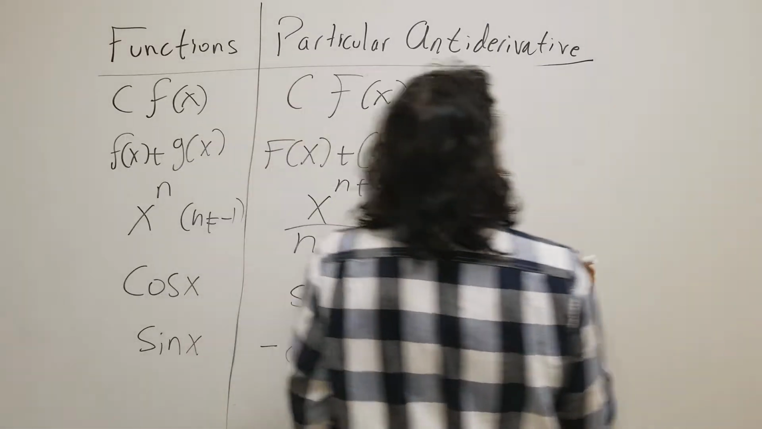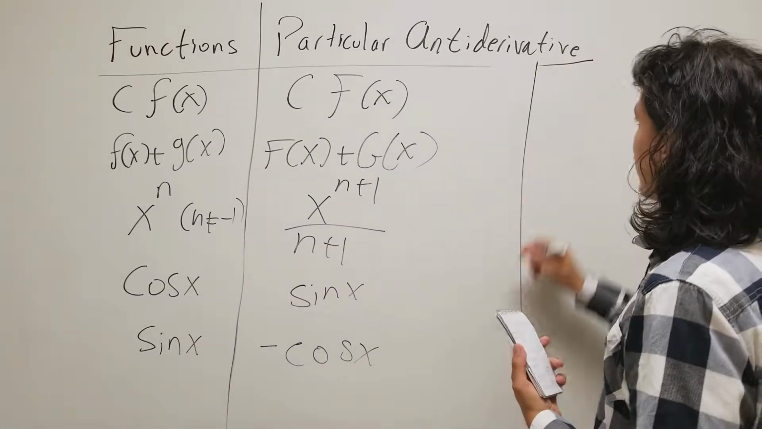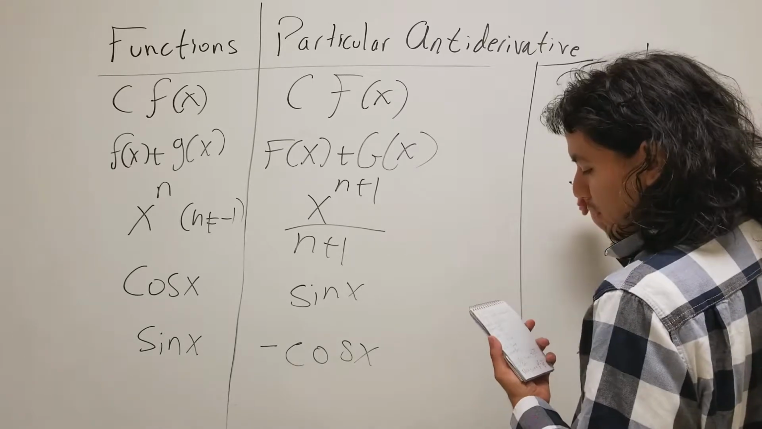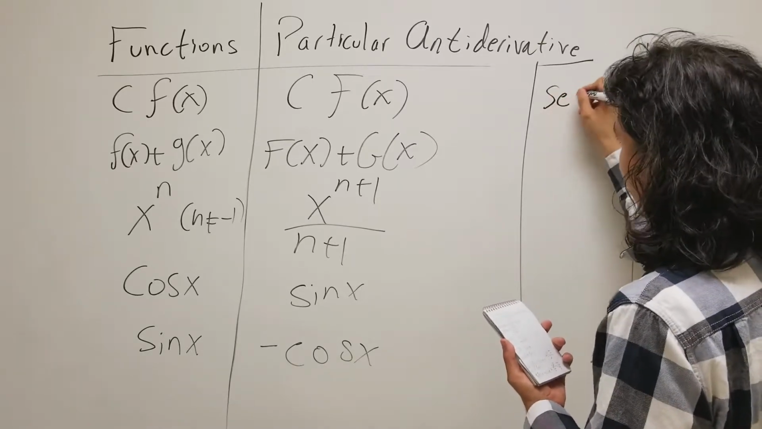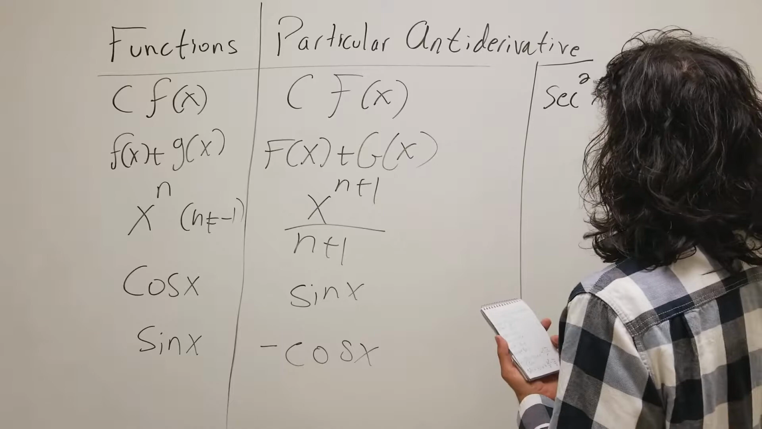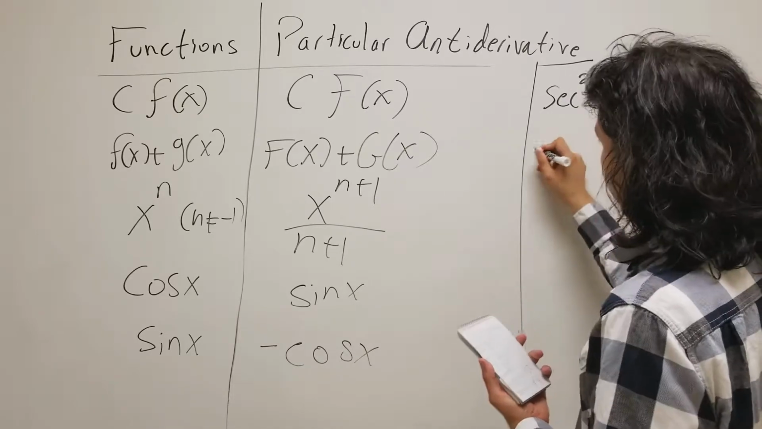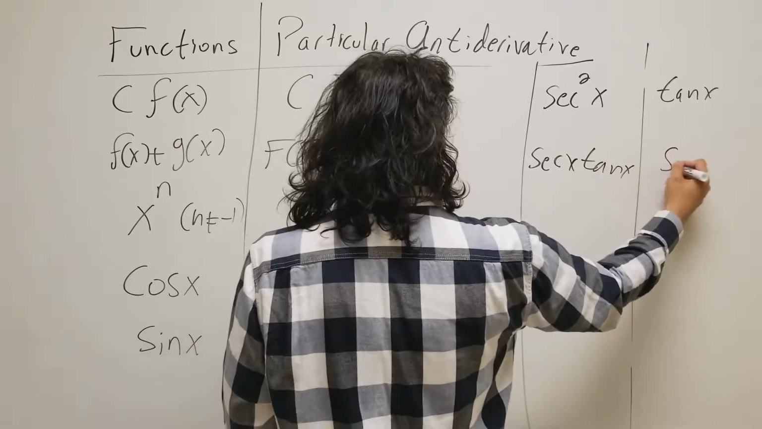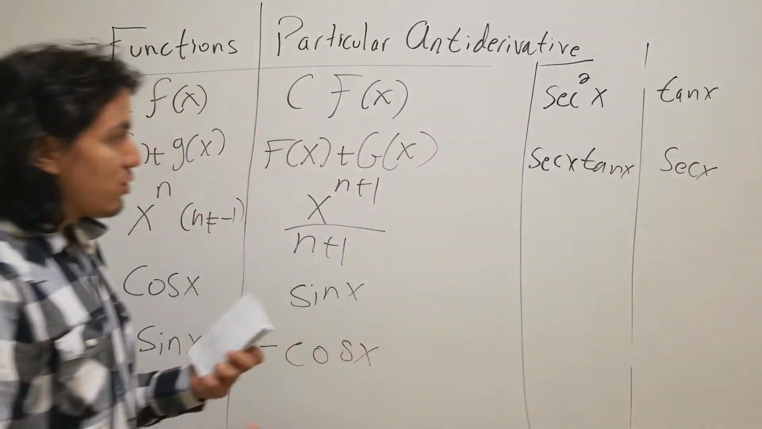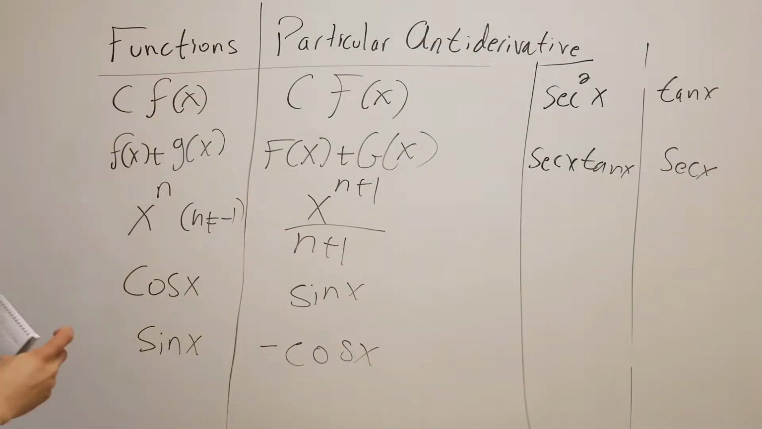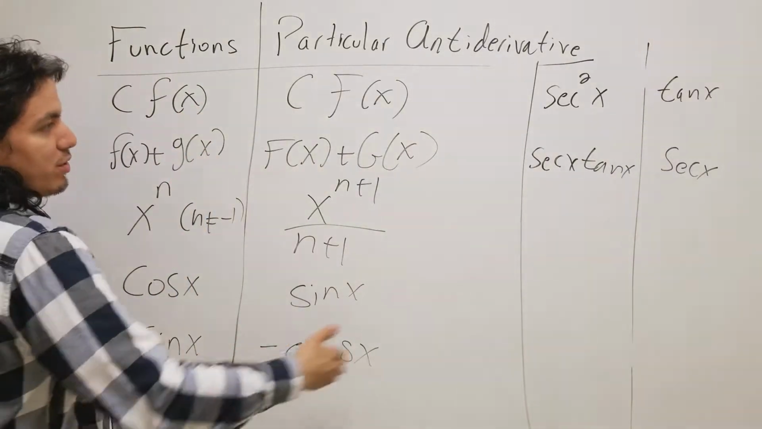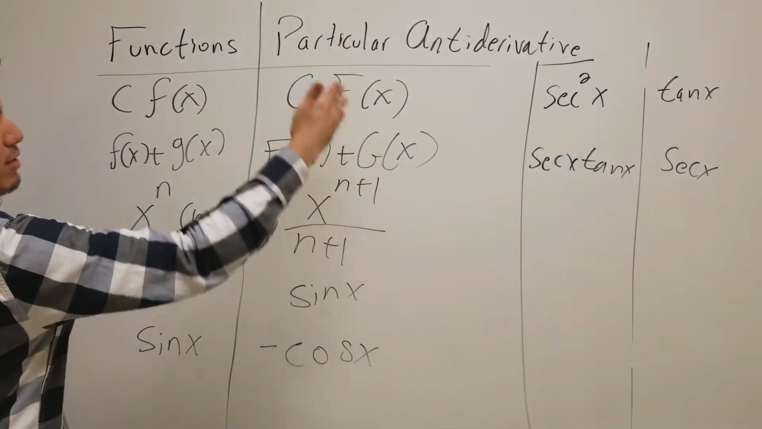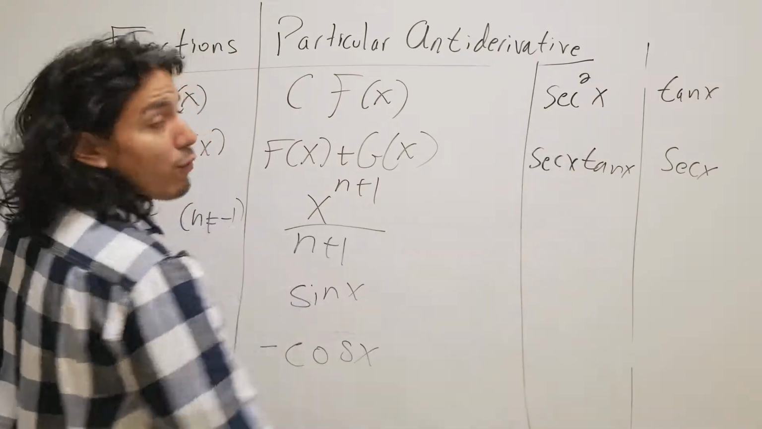I'm going to continue here. This function is secant squared, and its antiderivative is tan x. Then you get secant x times tan x, whose antiderivative is simply secant x. So those are the particular antiderivatives. These are the functions, and then you have the particular antiderivatives for these functions.